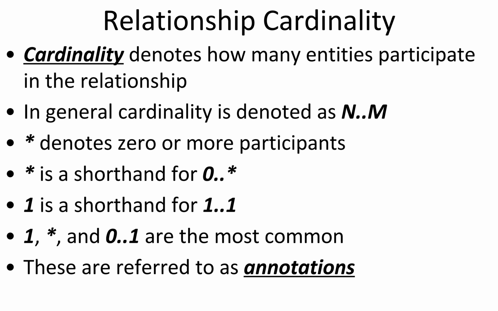There are different types of cardinality, and they're documented with an N and an M, N being the minimum number that participate, and M the maximum, so it's a range. Star denotes 0 or more, and star is just a short notation for 0 through star. 1 is a shorthand for 1 to 1. These are the most common: 1, star, and 0 or 1.